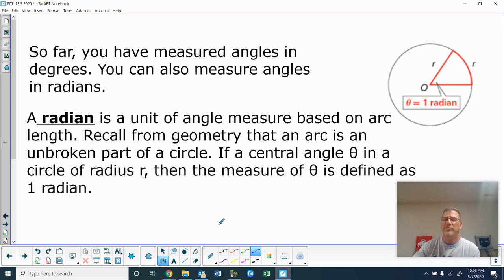Okay, so what they're saying is if our arc length is equal to our radius, this angle measure would be 1 radian. When those are the same, that's 1 radian. All right? So it's just another measurement for angles, another way to measure angles. Okay?